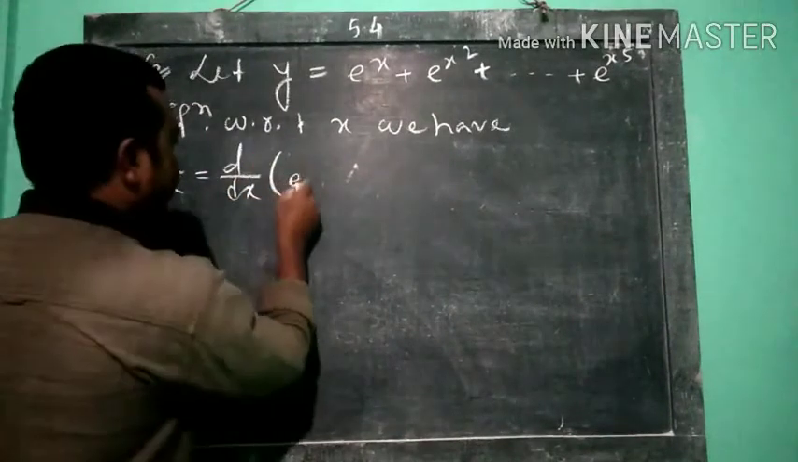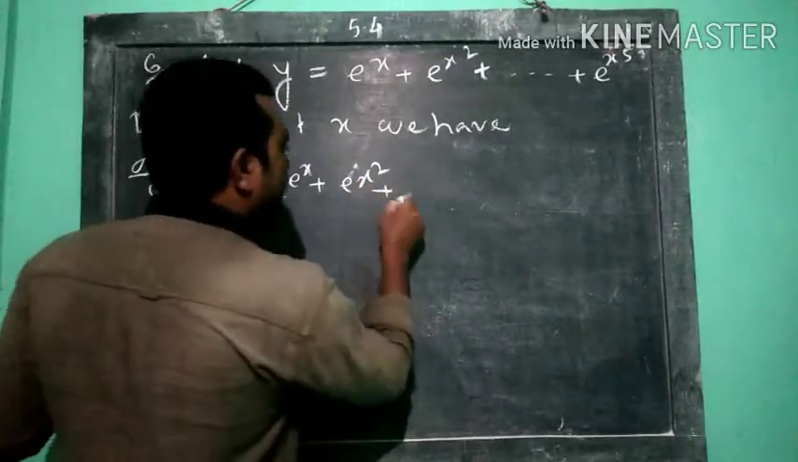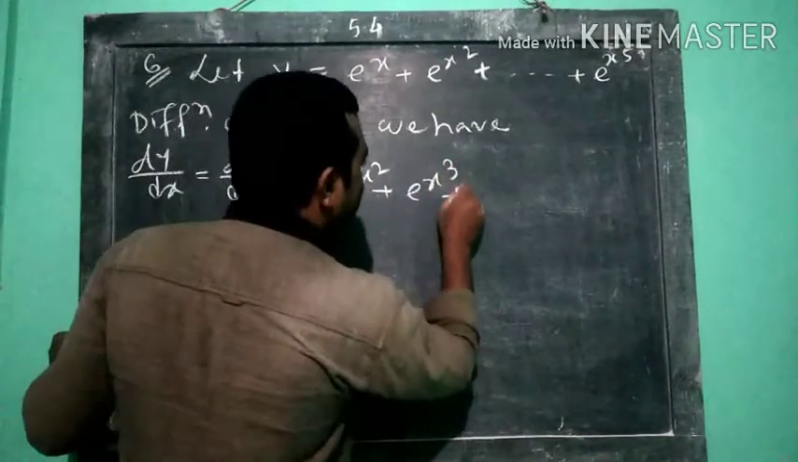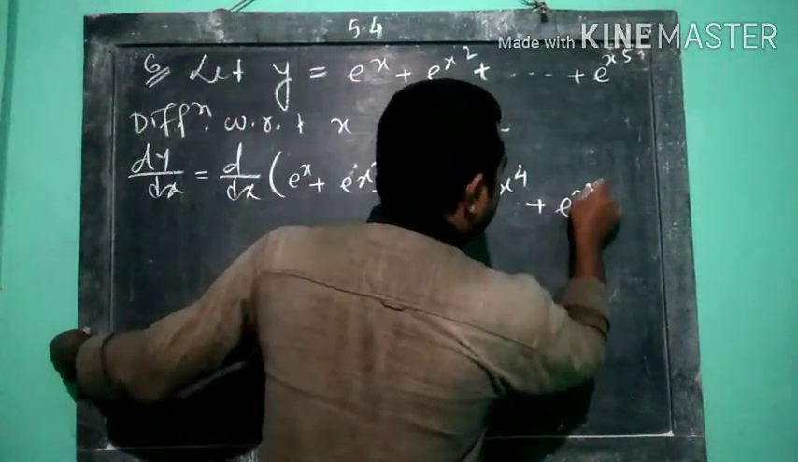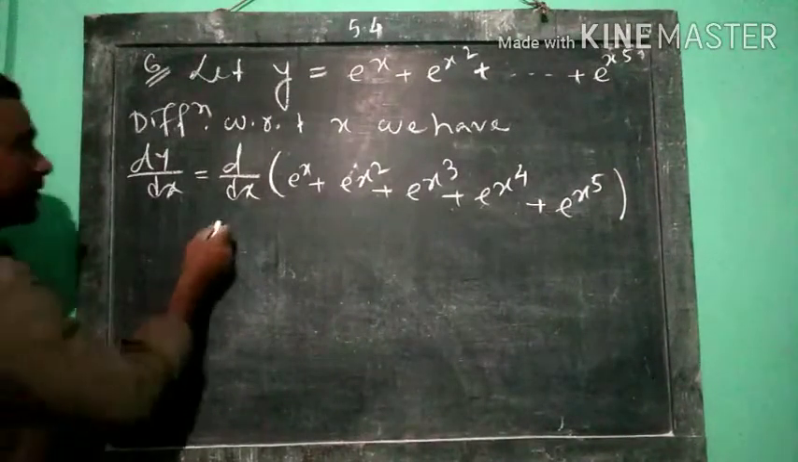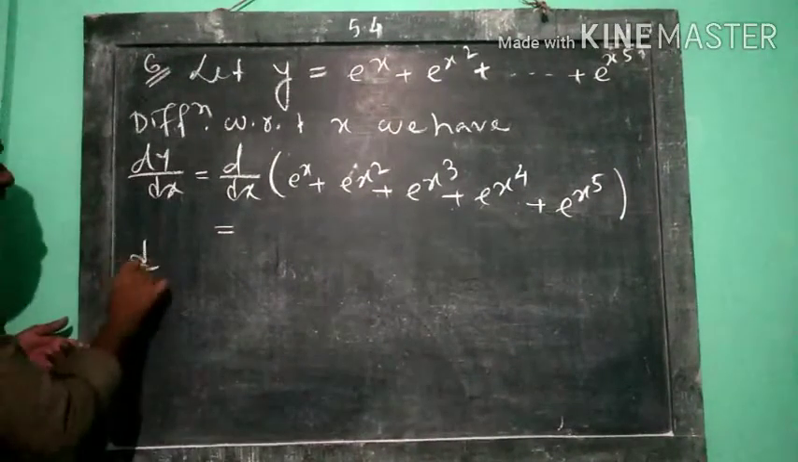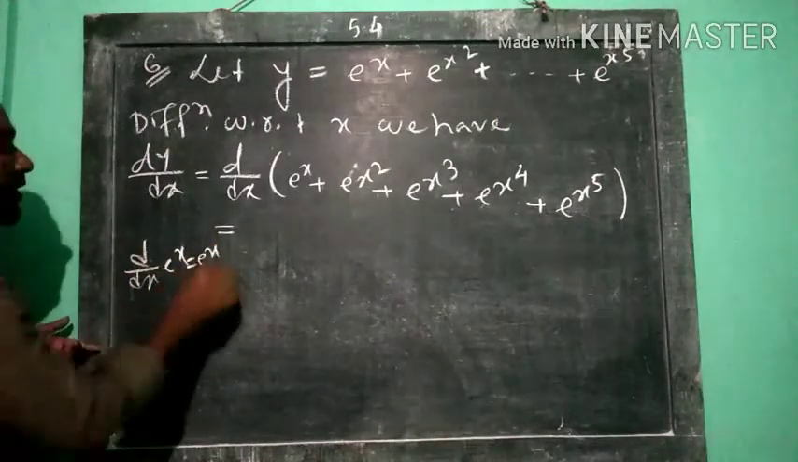e to the power x plus e to the power x square plus e to the power x cube plus e to the power x to the power 4 plus e to the power x to the power 5. If we differentiate, what do we get? We know d/dx of e to the power x is e to the power x.